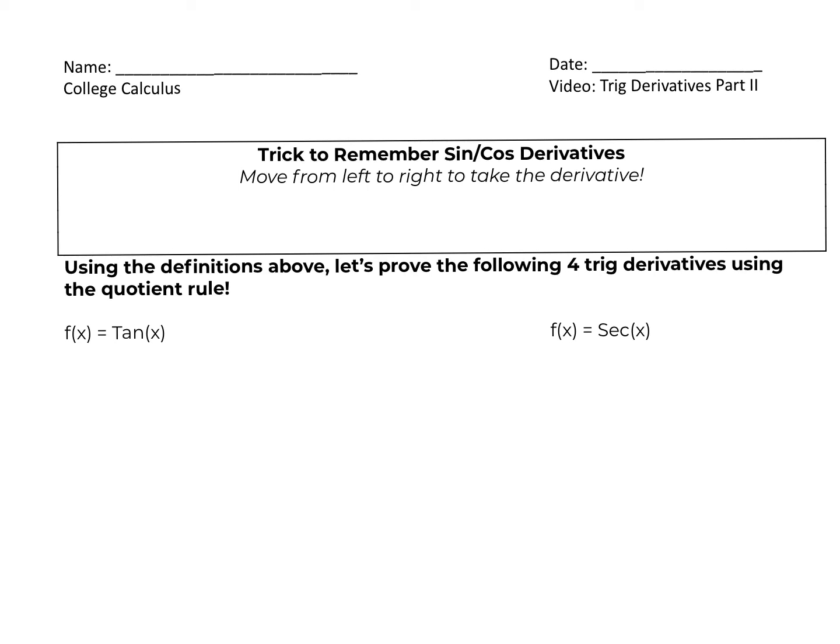Hi everyone. In today's lesson, we're going to talk more about trig derivatives. So the trick to remember sine and cosine derivatives we've been talking about all along is sine, cos, negative sine, negative cos. And we move this from left to right to find the derivatives. So now what I'd like to do is prove the derivative of tangent, secant, cosecant, and cotangent.